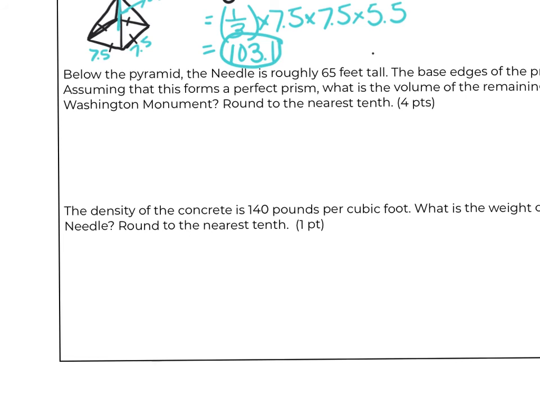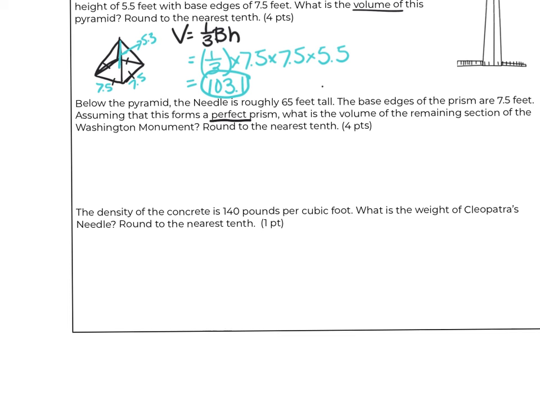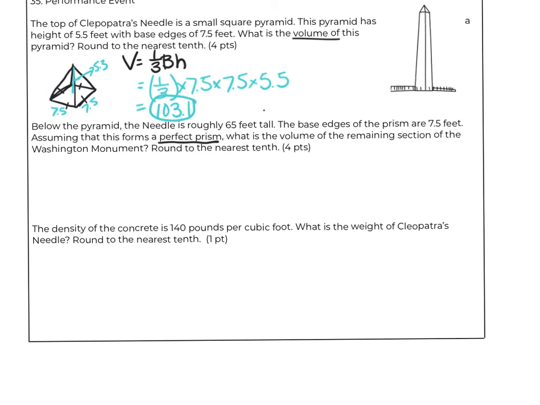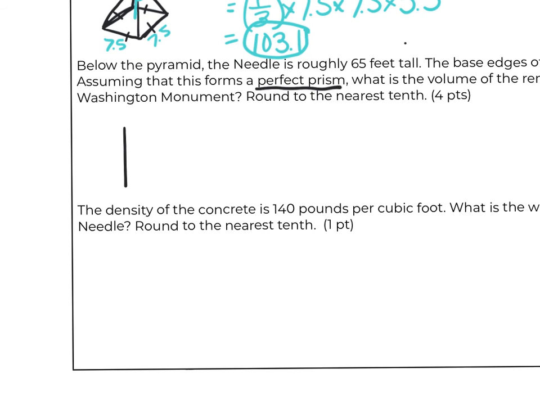So I'm going to move on to this next part. Set up kind of weird, or the wording is a little weird. It says, assuming that this forms a perfect prism. Well, it gives us a base edge, but we know that that has to be equal to a square too, since it connects to this top part. Okay, so we're looking at a rectangular prism with a square base.